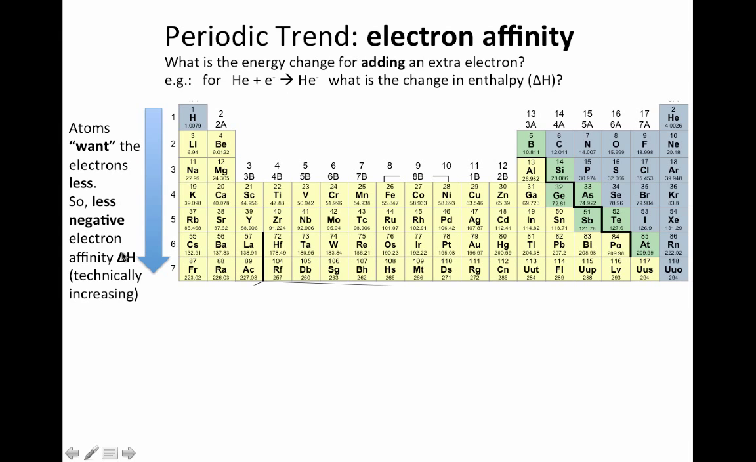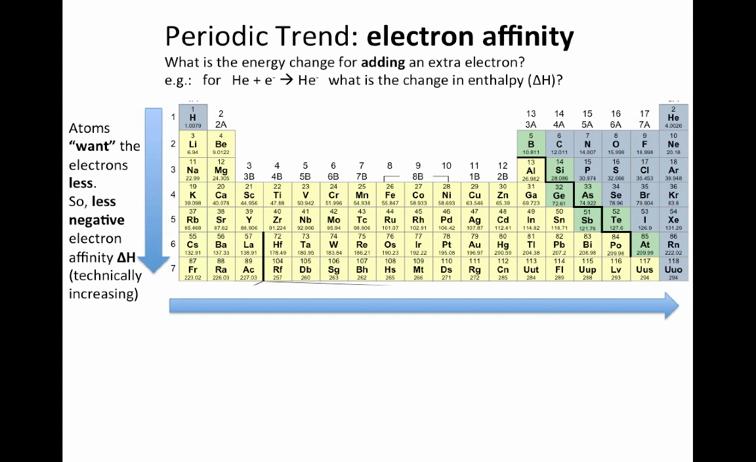What's confusing sometimes about this trend is, mathematically speaking, technically the electron affinity is increasing because it's becoming less and less negative. But we usually don't talk about it that way. We'll just say that the electron affinity is less and less negative as we go from top to bottom. We won't mention that it's increasing. It's just less and less negative.